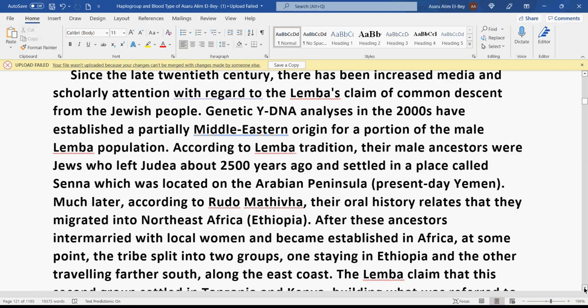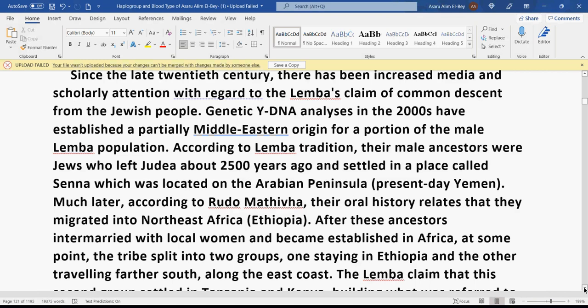Genetic Y-DNA analysis in the 2000s has established a partly Middle Eastern origin for a portion of the male Lemba population. According to the Lemba tradition, their male ancestors were Jews who left Judea about 2,500 years ago and settled in a place called Sena, which was located on the Arabian Peninsula, present-day Yemen. Much later, according to Rudo Mathivha, their oral history reveals that they migrated into Northeast Africa, Ethiopia.